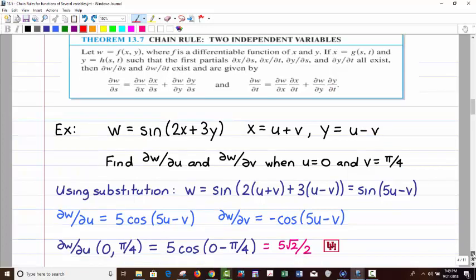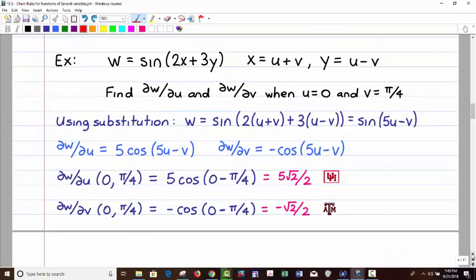So let's take a look at this one. W equals sine of 2x plus 3y, where x equals u plus v, and y equals u minus v. So I'm going straight substitution here, just like we had before. So we're looking for both these. Sometimes it might ask you to do it at a numerical value for your variables. Okay, that's fine. Obviously you can get the derivative in terms of just the variables, and you also can evaluate it at a point. Just depends on whatever the problem's asking.